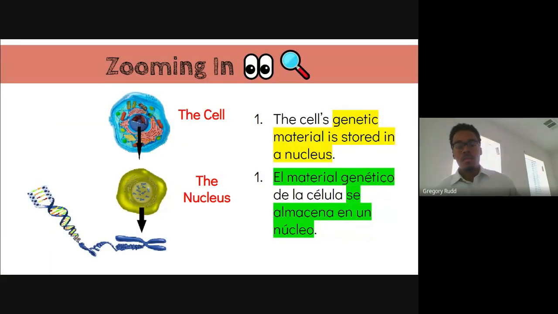All right, so let's zoom in a little bit. We know what a cell looks like at this point. We dedicated Unit 2 to talking about the cell. And we know that inside of a eukaryotic cell, we have a nucleus. And that is where the genetic material is stored. So I'd write that down. Step 1, the cell's genetic material is stored in a nucleus.